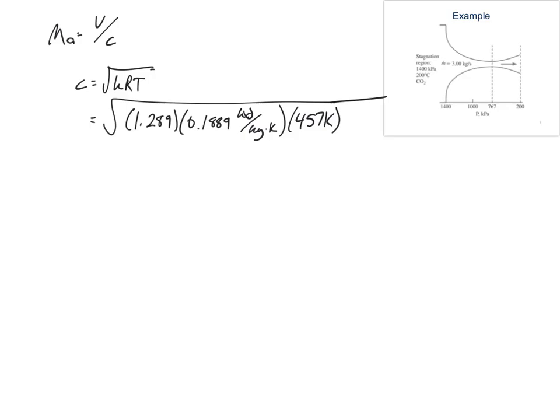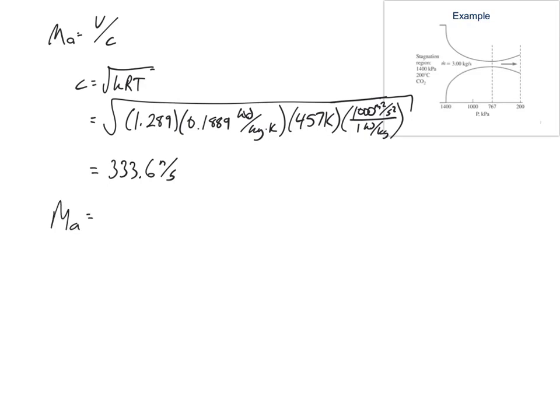And again, we'll do our conversion here. We've got 1,000 meters squared per second squared is 1 kilojoule per kilogram. All right, and so the speed of sound in carbon dioxide is 333.6 meters per second.